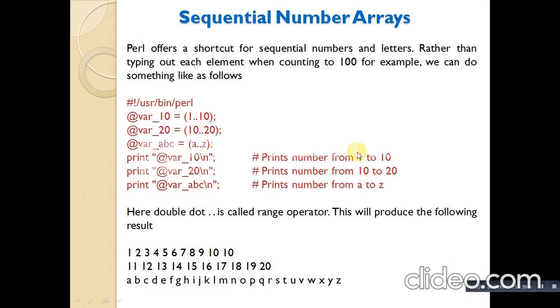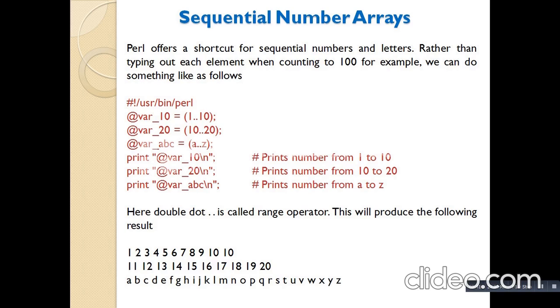Now, sequential numbers of an array. How can we generate sequential numbers in an array? Just by using the dot dot operator, which is called the range operator. Perl offers a shortcut for sequential numbers and letters. We have to specify the starting and ending value and use the range operator between them, so that it works as a shortcut for sequential numbers or letters, rather than typing out each element when counting to 100.